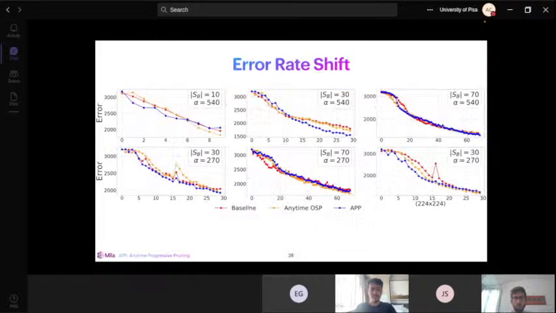And this is the same plot, just interpreted in a different way, which is basically the individual error rate. So instead of summing it up, this is the number of misclassified samples individually at each megabatch. And you can see that progressively APP is able to match or is consistently better than both OSP and baseline.